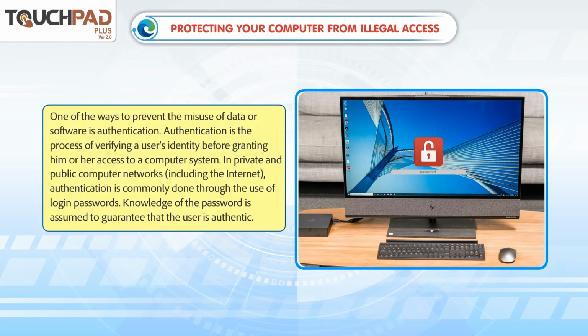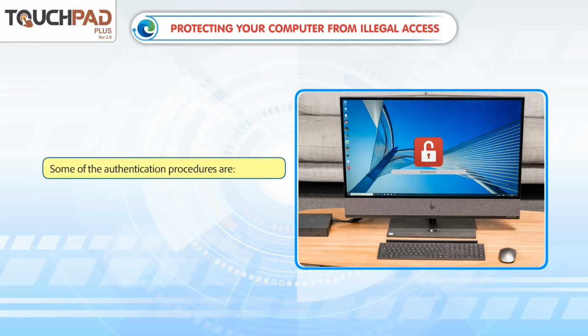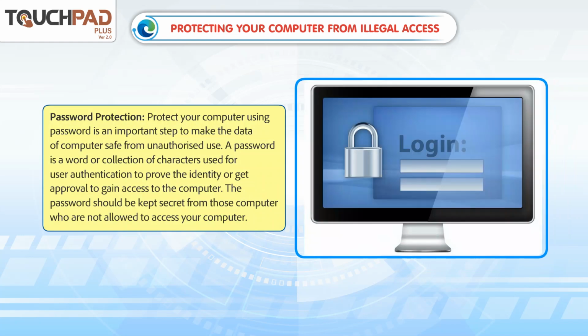Authentication is the process of verifying a user's identity before granting him or her access to a computer system. In private and public computer networks, including the Internet, authentication is commonly done through the use of login passwords. Knowledge of the password is assumed to guarantee that the user is authentic. Some of the authentication procedures are: password protection.